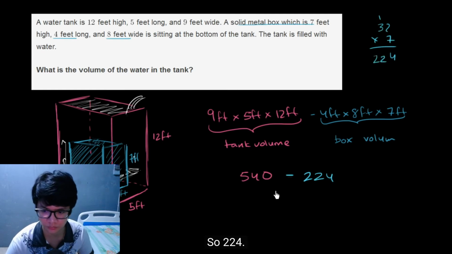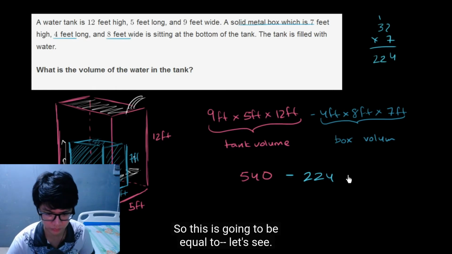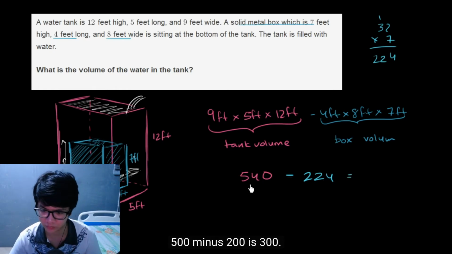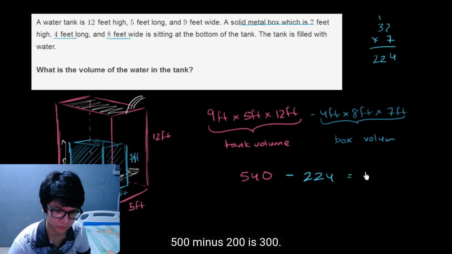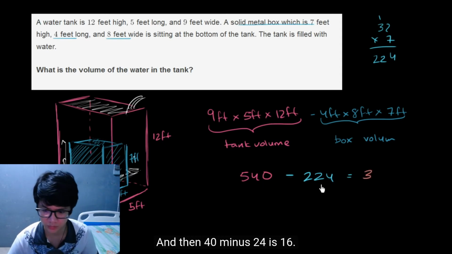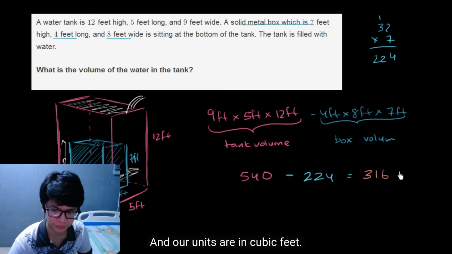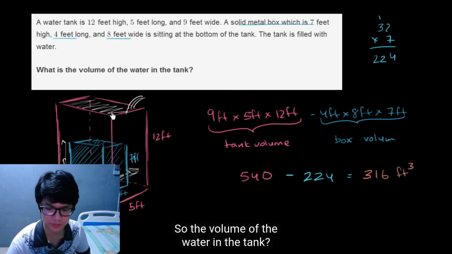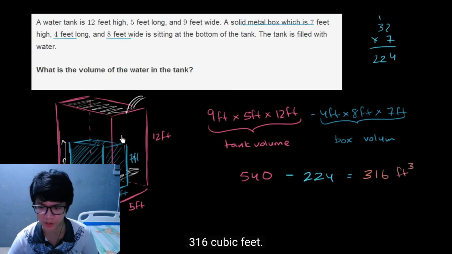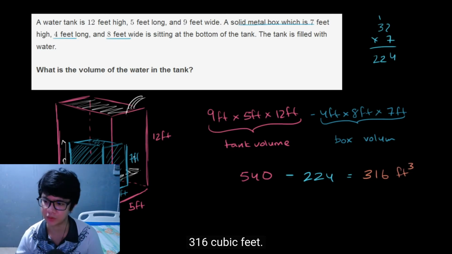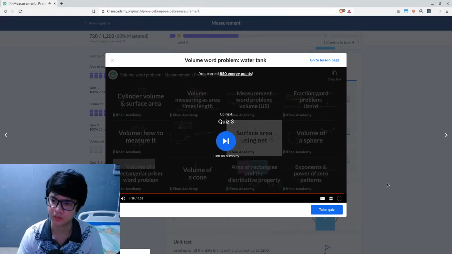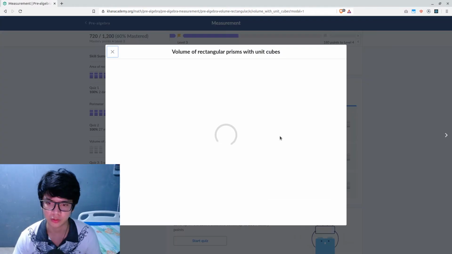So this is going to be equal to, let's see, 500 minus 200 is 300, and then 40 minus 24 is 16. 316. And our units are in cubic feet. So the volume of the water in the tank is 316 cubic feet. Okay, cool.